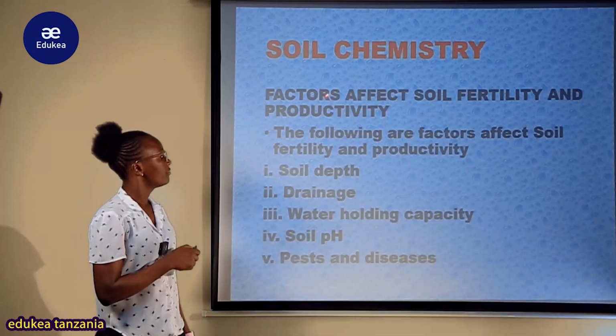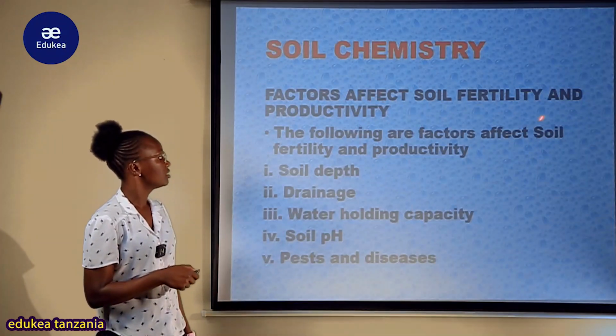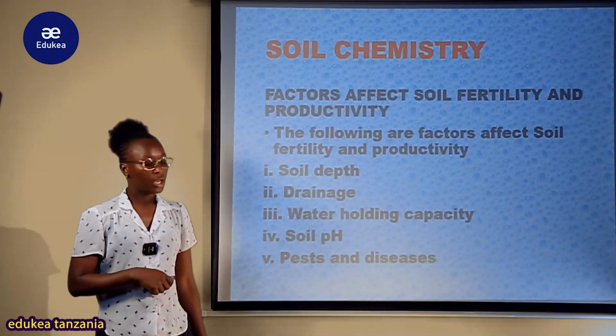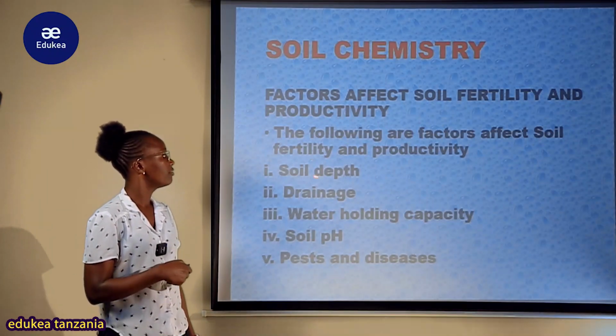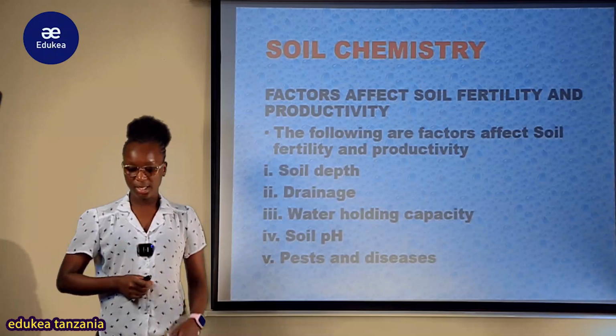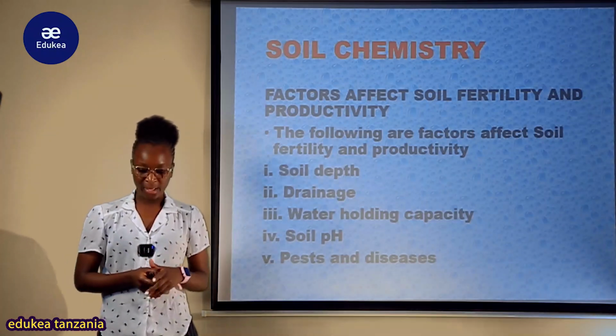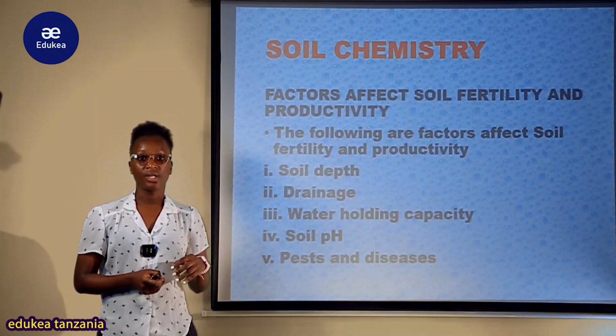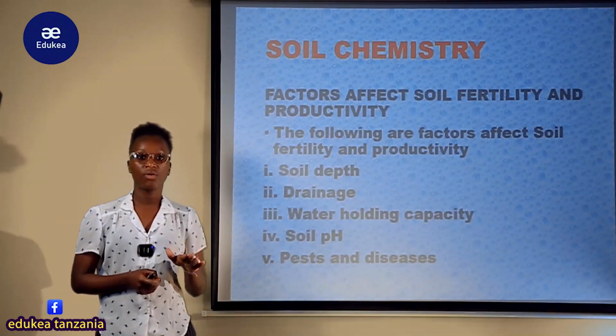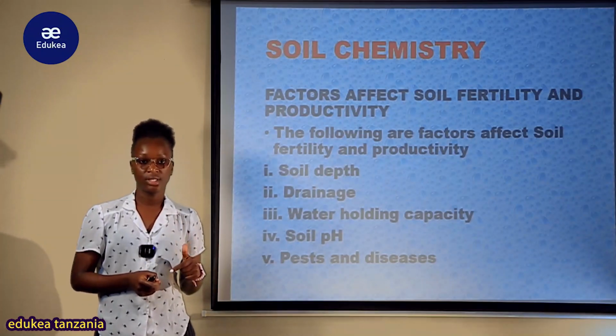Now, let us see the factors affecting soil fertility and productivity. The following are the factors that affect soil fertility and productivity. The first one is soil depth. Tunavyoongelea soil depth, tunaangalia kile kina cha ile the soil ambayo unafanya planting or cultivating.